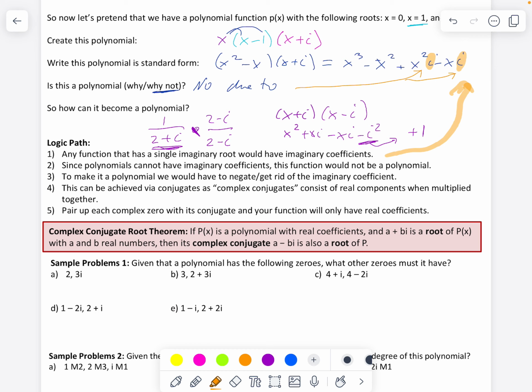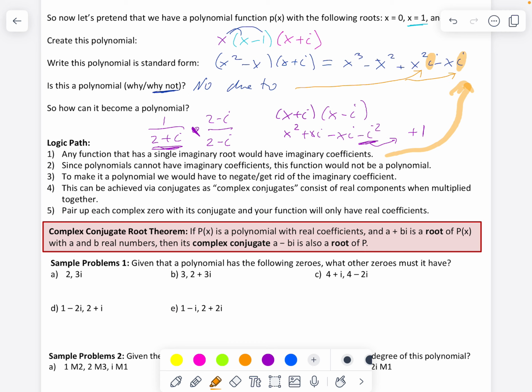And it brings us to this little theorem, the complex conjugate root theorem. If p of x is a polynomial with real coefficients and a plus bi is a root, then its conjugate, a minus bi, must also be a root.